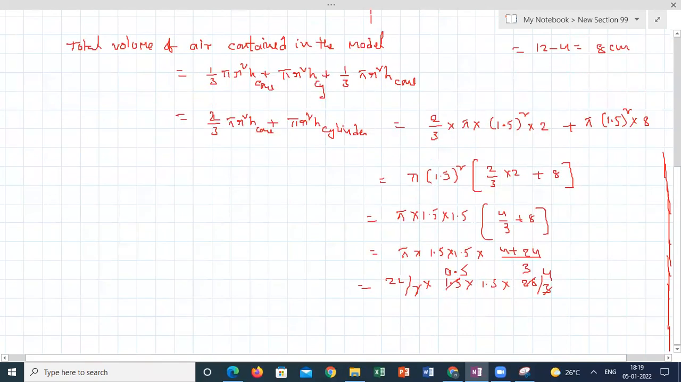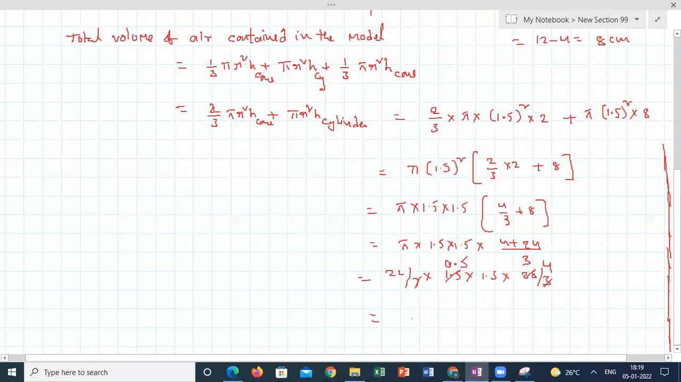Calculate and let me know what is the final answer. This will be 11 into, this 2 product is 11, 1.5 into 4 is 6. So the answer is 66 centimeter cube of volume is contained in the model.